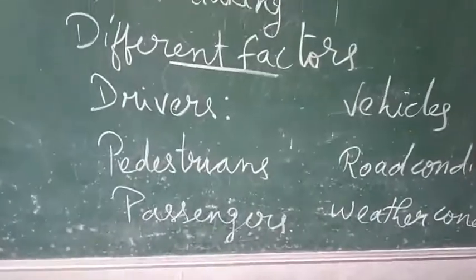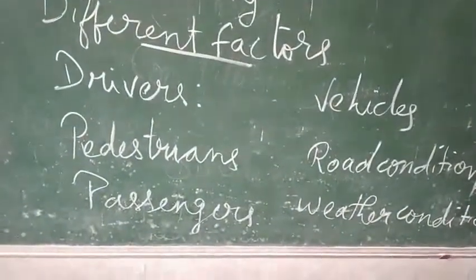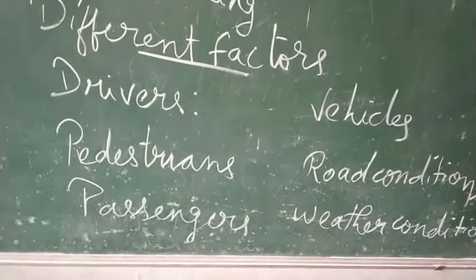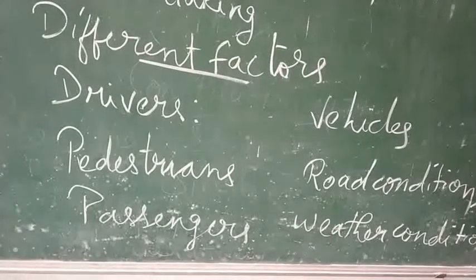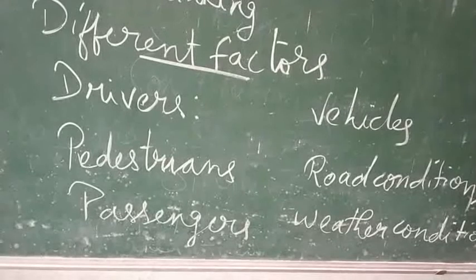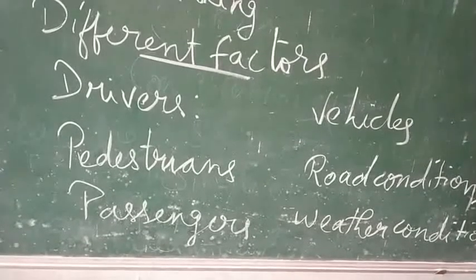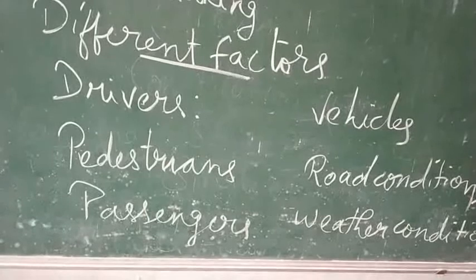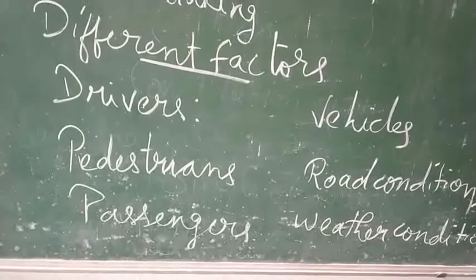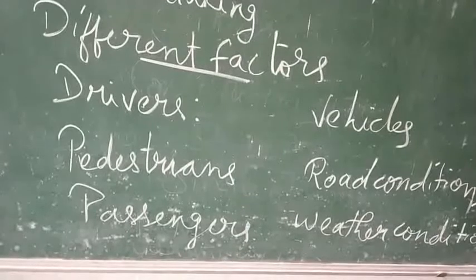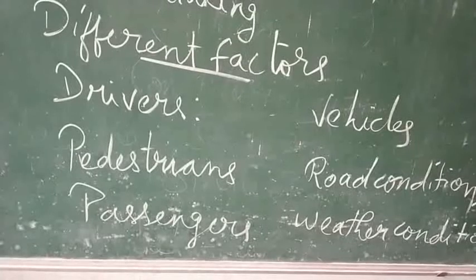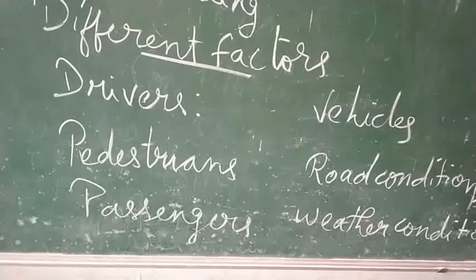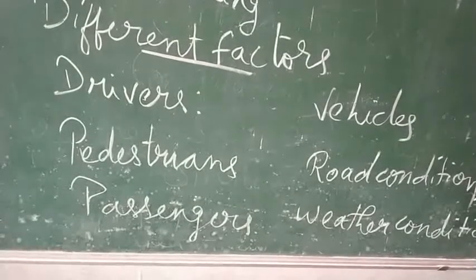Different factors. For drivers: overspeed, rash driving, violation of rules, failure to understand the signs. Pedestrians: carelessness, illiteracy, crossing at wrong places. Passengers: they put their body or hands out, or talk to drivers. Boarding vehicles: getting down from the bus before it has stopped. Vehicles: failure of brakes, steering, tire burst, insufficient headlights, overloading.